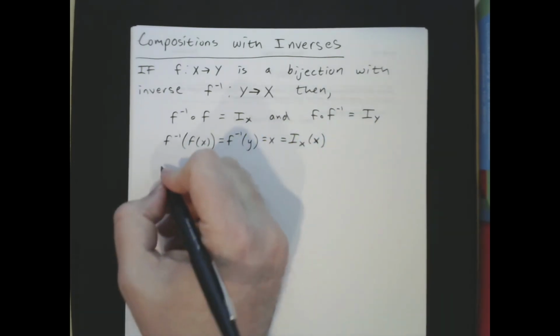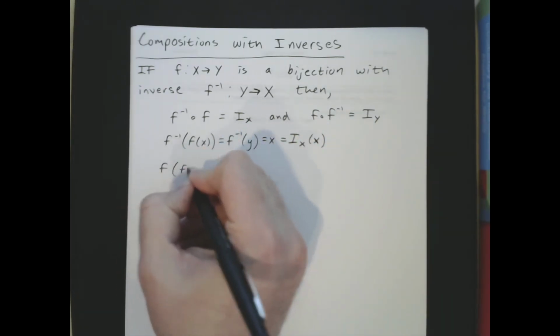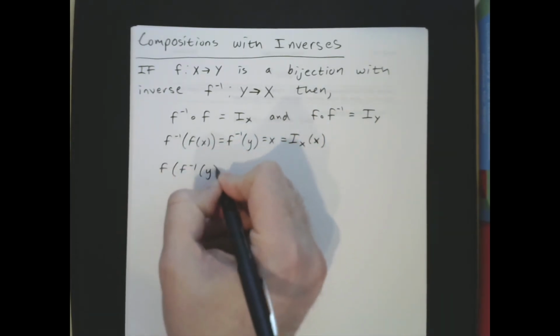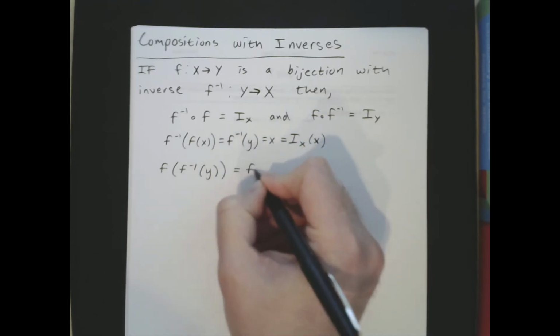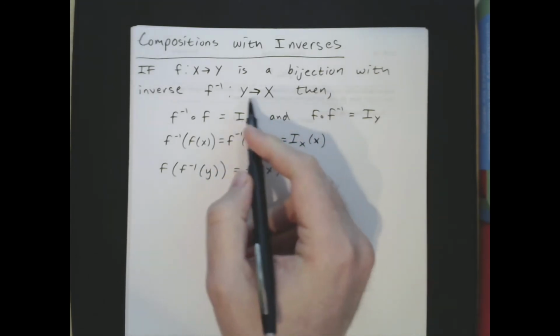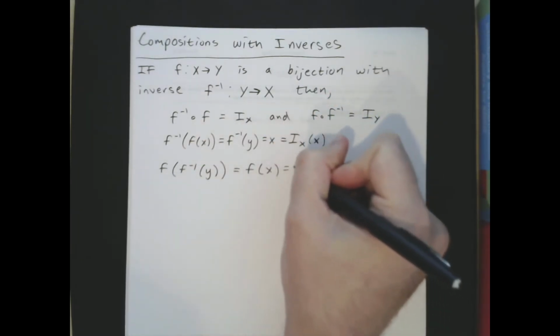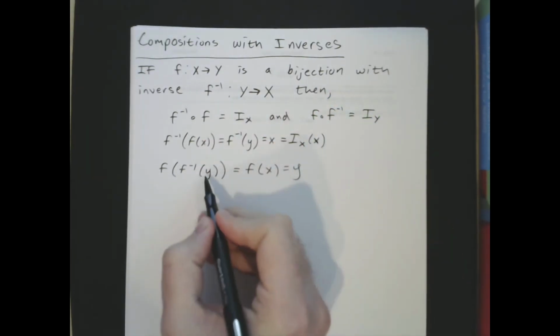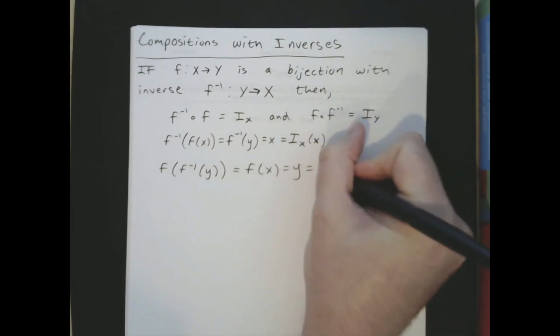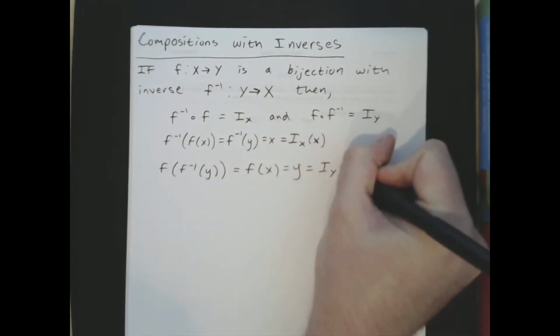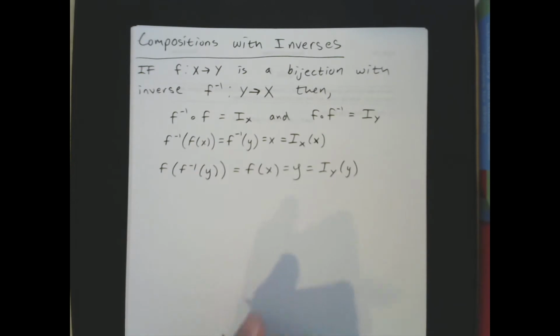Same thing for this other function, f of f inverse of y is f of x, since the inverse takes y's to x's, and f of x takes x back to y. And this y here is the same y that was in here, and so we've just identified, which is exactly what I sub y of y is.